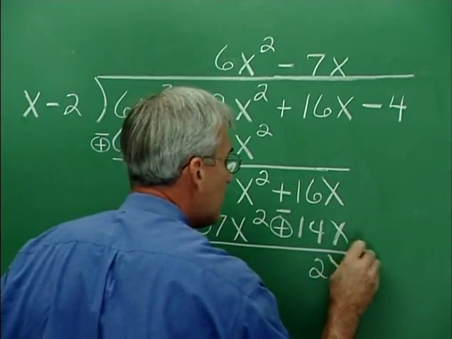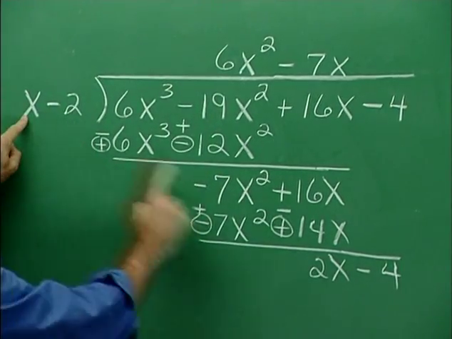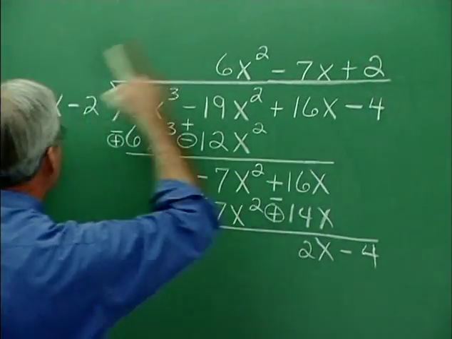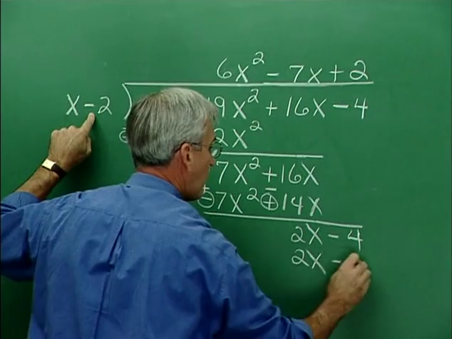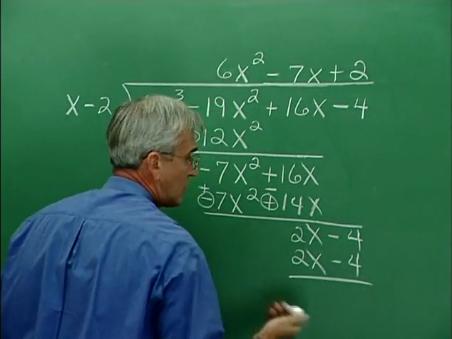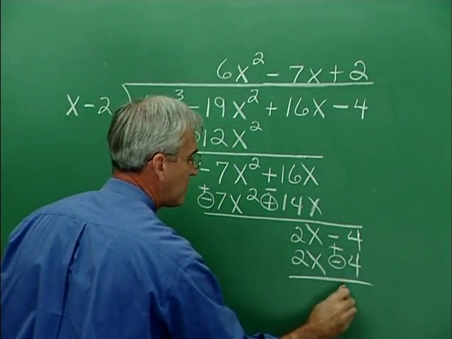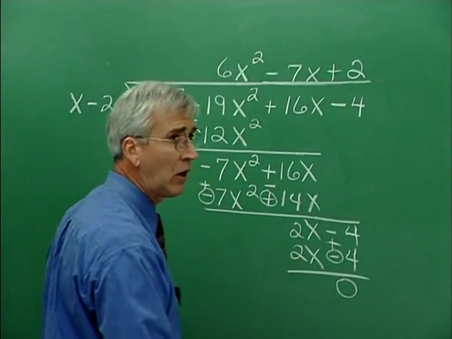Bring down the next term and start the process again. X goes into 2x 2 times. 2 times x, 2x. And then 2 times minus 2 is minus 4. Draw the line and subtract. Well, subtract means change the sign and add. Minus 4 plus 4, that's 0. The division went evenly. Well, we expected it to go evenly.